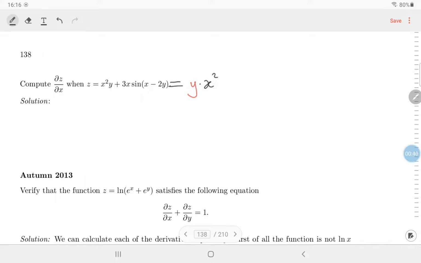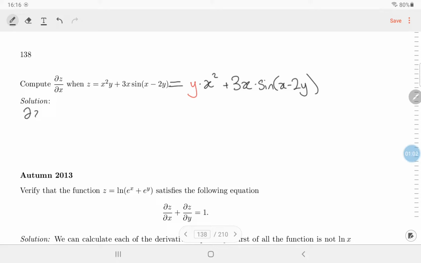Now, the 3 we could call a constant if we wanted, but we're not going to do that, as we'll see why in a moment. And the minus 2y, while it is a constant, it isn't multiplying something, so I won't be painting that red. 3x times sine of x minus 2y. Okay, so off we go.